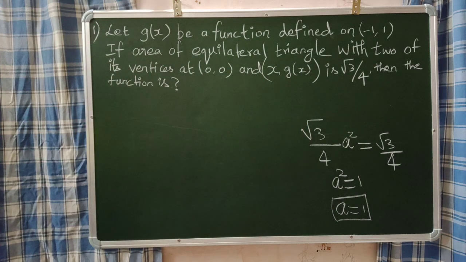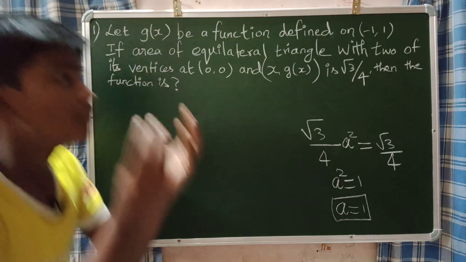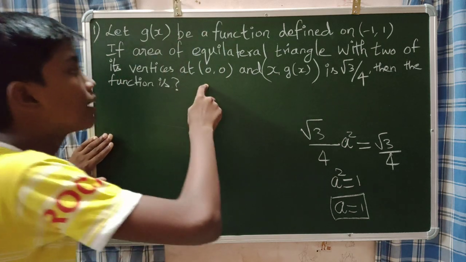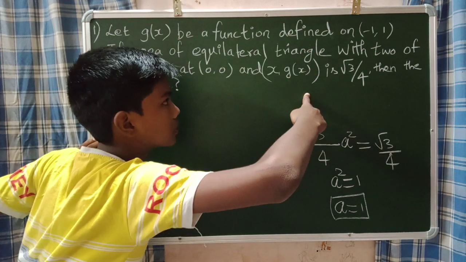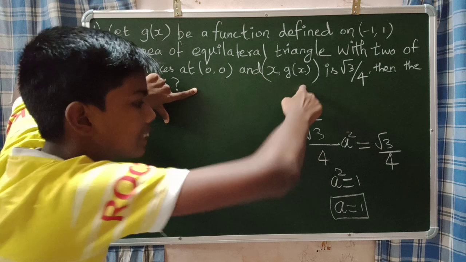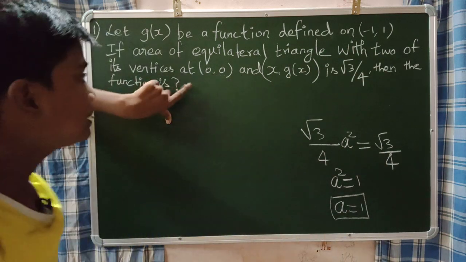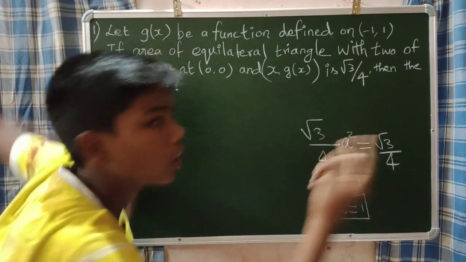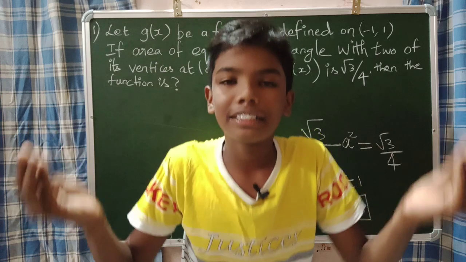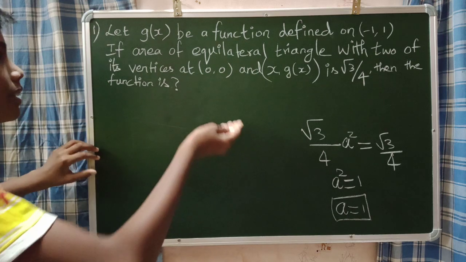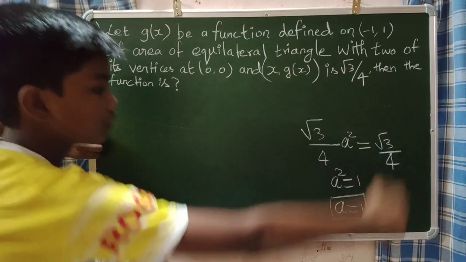Now what they are asking is, what is that function? How to find this? Very simple thing guys. They are given that two vertices of the equilateral triangle are at 0 comma 0 and x comma g of x. Now tell me one thing guys. The distance between these two vertices will give us a, because the distance between the vertices gives us the side. That is what I'm saying here: the distance between 0 comma 0 and x comma g of x will give us a.